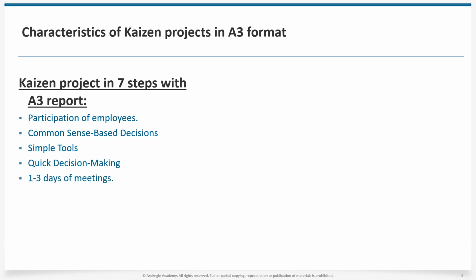Kaizen projects typically involve 1-3 days of team meetings facilitated by a designated individual. These meetings provide a structured environment for collaboration, idea generation, and decision-making. Kaizen projects are designed to have a relatively short implementation timeframe, usually less than 30 days. This ensures that recommendations and improvements are implemented swiftly, promoting immediate impact and results. Kaizen projects typically require little to no capital investment. The focus is on making process improvements and implementing changes that leverage existing resources and capabilities.